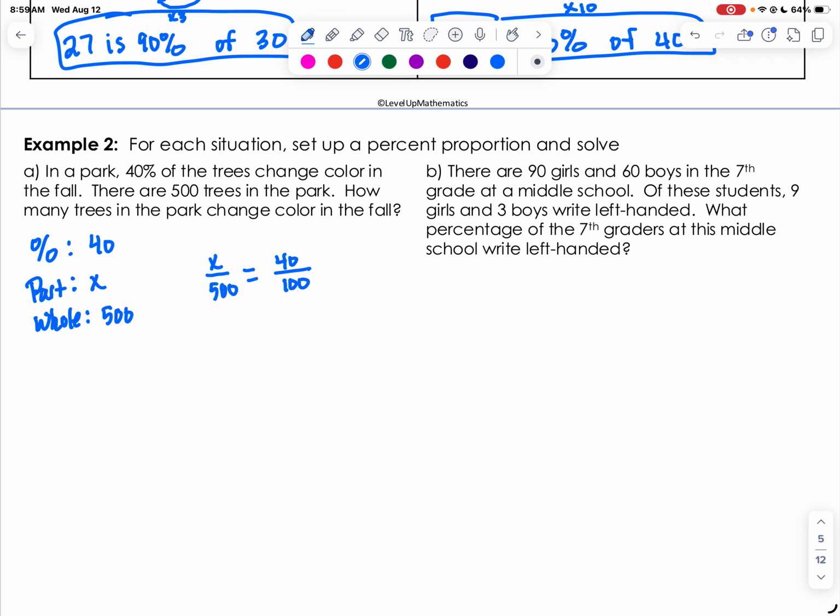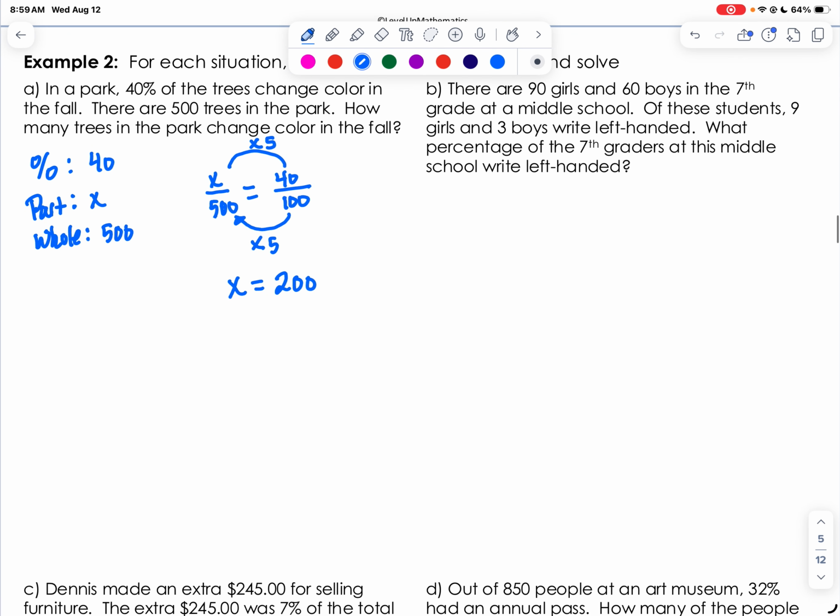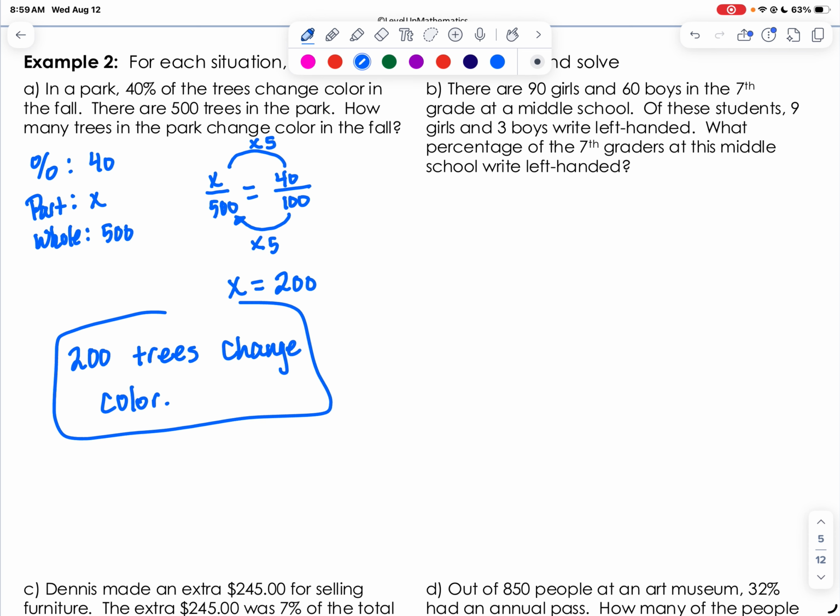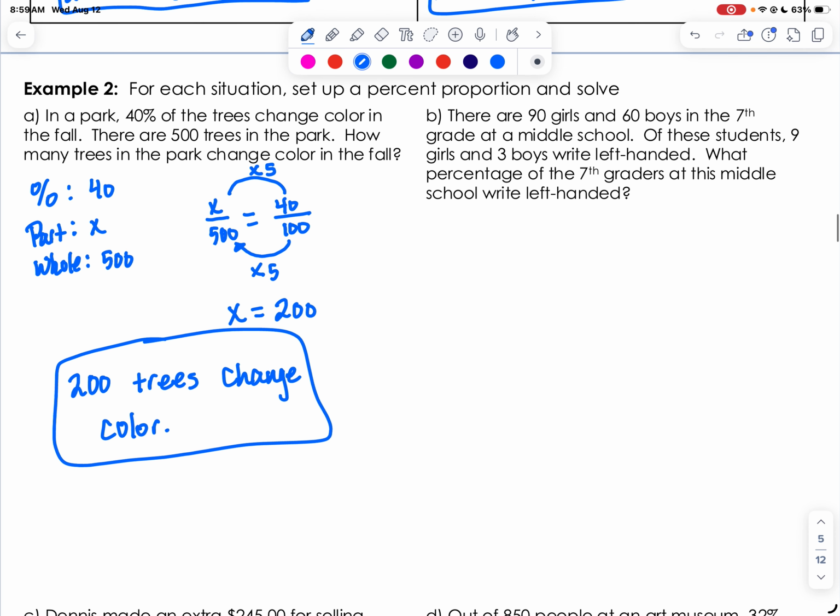over 100. So now I want to look and see, can I determine my scale factor here? Well, to get from 100 to 500, I would simply have to multiply by 5. So I could do the same thing with the 40. 40 times 5 would give me 200. So 200 trees change color.